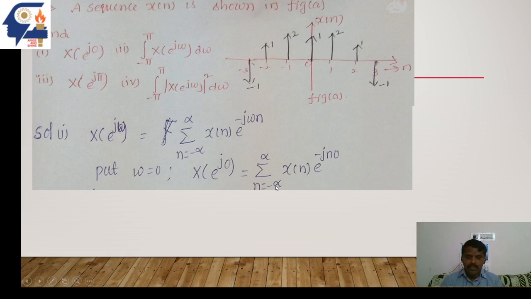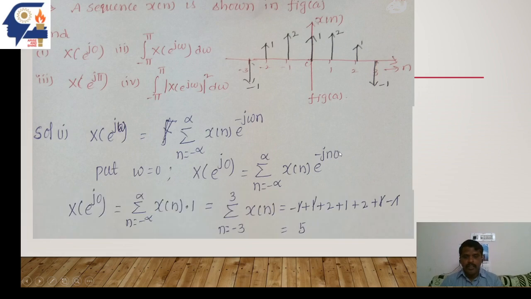That is equal to summation n equal to minus infinity to plus infinity x of n e power minus j n 0. This entire term will become 1. Then we get summation n equal to minus infinity to plus infinity x of n. But this is the general formula, where n varies from minus infinity to plus infinity. In the given problem, for x of n, n is available from -3 to +3. So I am going to change the summation now, -3 to +3 x of n.